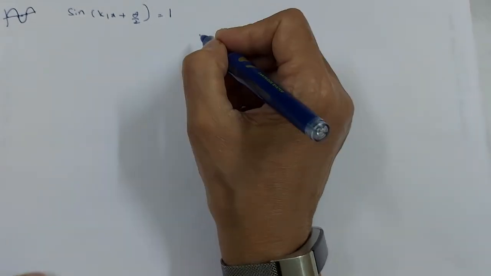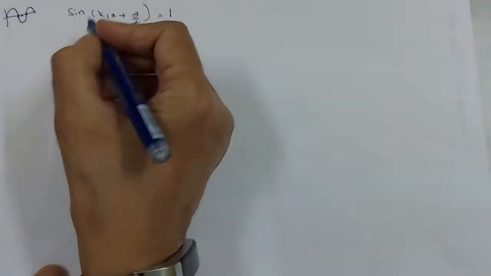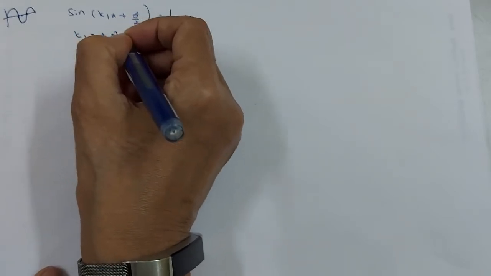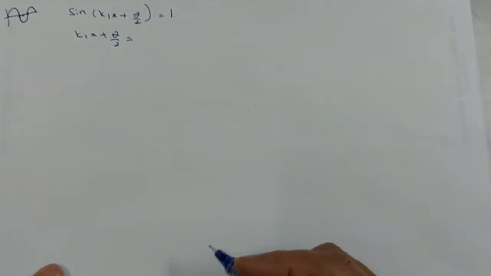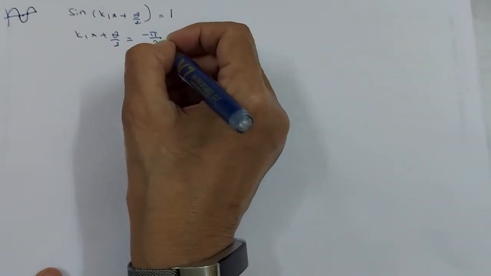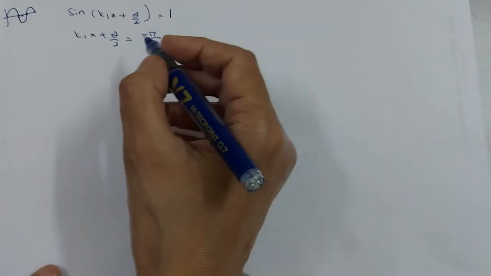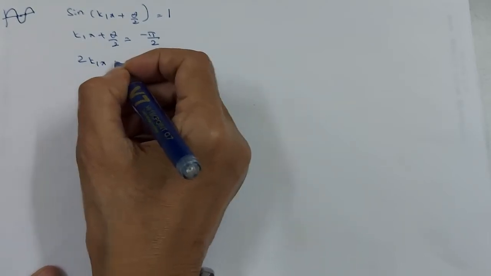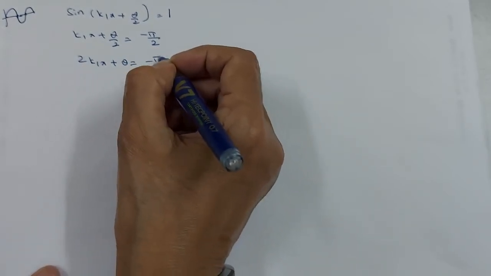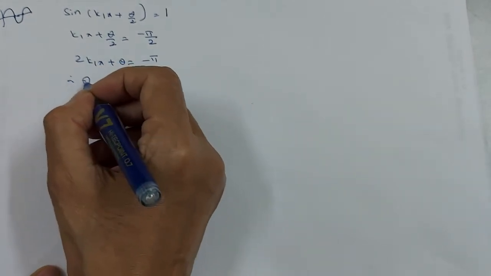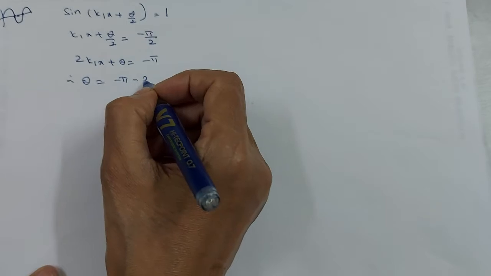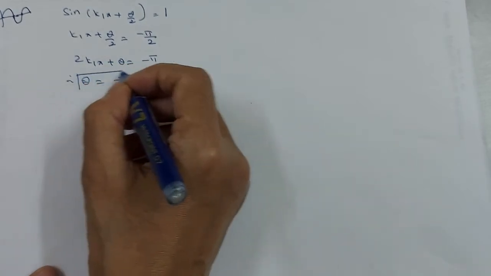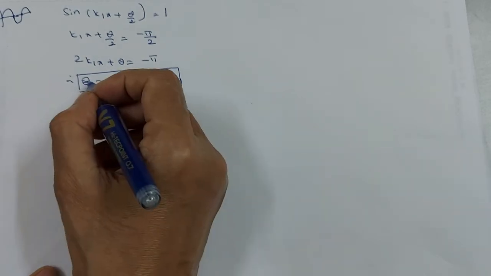Now, in particular, the first node is located at a position such that k1x plus theta by 2 is equal to minus pi by 2. So from this, how will I get the value of theta, in which I am interested? Multiply by 2. So I can write 2k1x plus theta is equal to minus pi. Therefore theta is minus pi minus 2k1x. This is a very, very important relation, which is the phase angle we have defined theta to be.